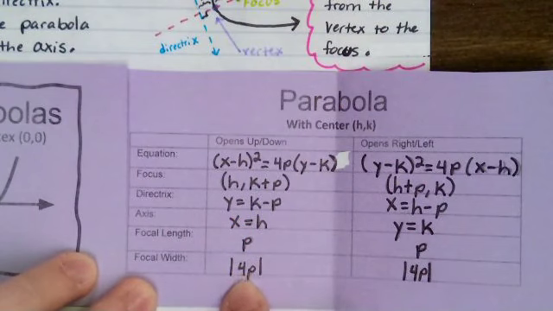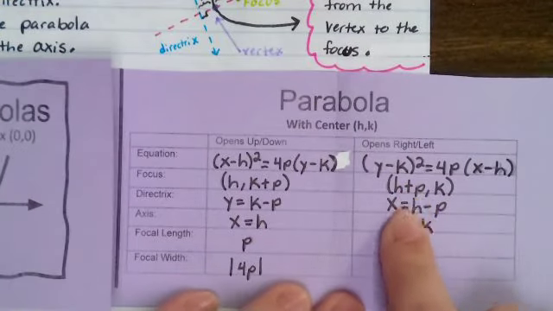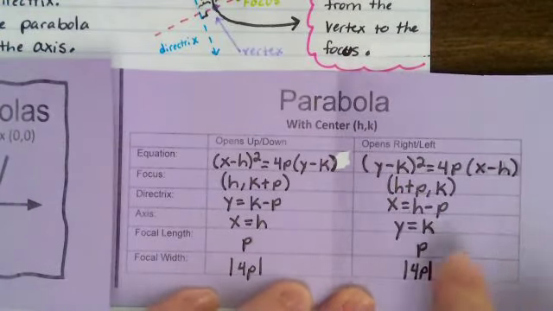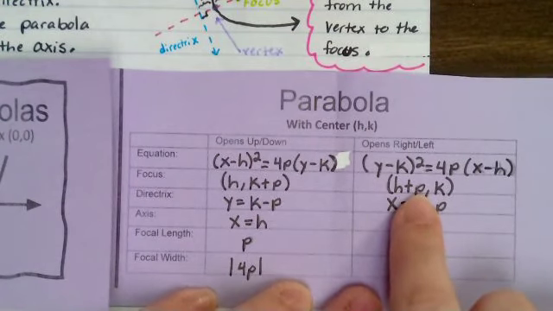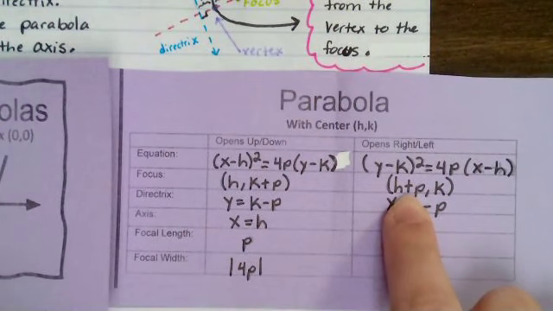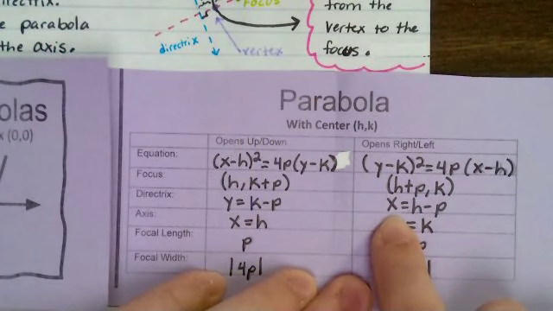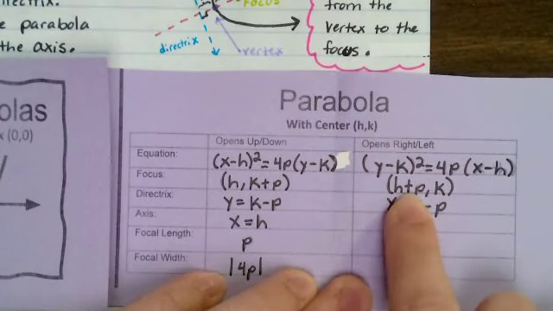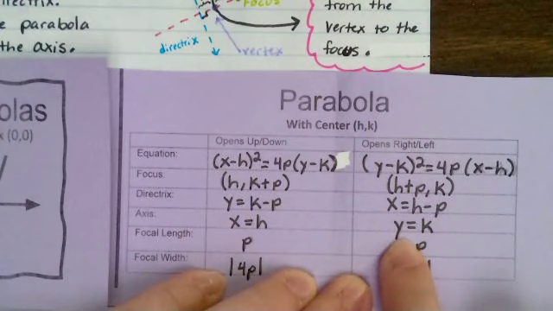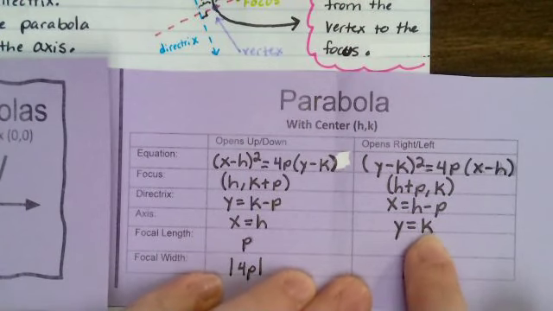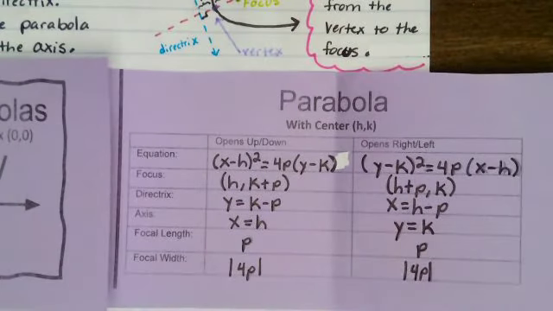That did not change. When it opens right or left, we end up with these switched around ideas, but still the same concept. So think about the vertex. If that was at (h, k), but this thing is opening right or left, our focus is going to be at (h plus p, k). Our directrix is going to be on the opposite side of that, x equals h minus p, instead of h plus p. y equals k would be your axis. Then again, we have p and the absolute value of 4p for the focal length and the focal width.